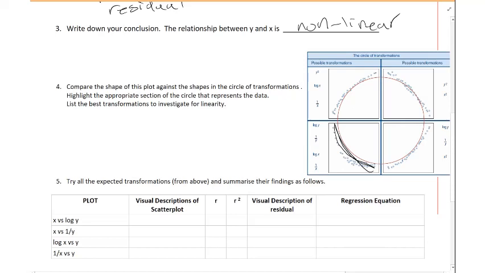And then for each of those transformations, we look at the scatter plot, get a visual description, and get the R squared. What's a visual description of the residual? Does it have patterns, or no patterns? And we put the regression equation in.